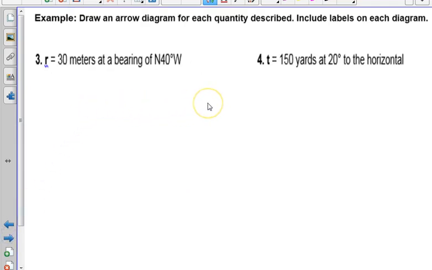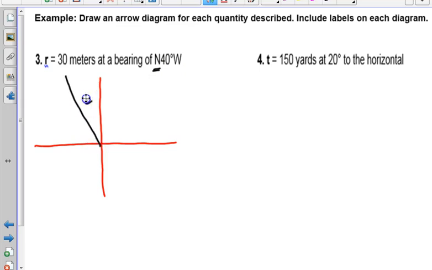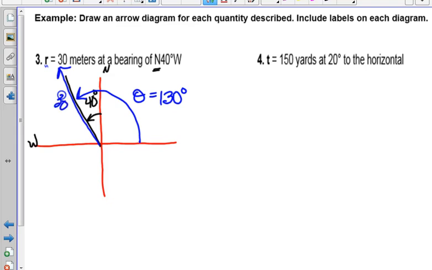All right, number 3. What quadrant is this one going to be in? Off of north, 40 degrees to the west, right? So the angle they're giving us is off of north towards the west. We moved 40 degrees. I don't want that to be theta, though. What is my theta? Off the positive x all the way over to here is 130 degrees. Okay. And then I'm going to label this 30 meters in length.